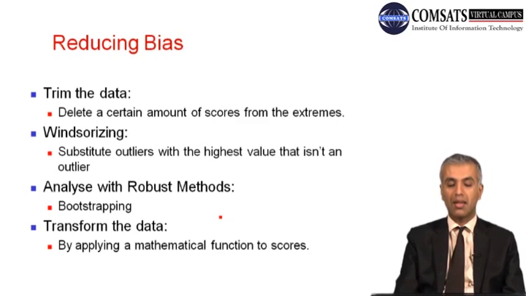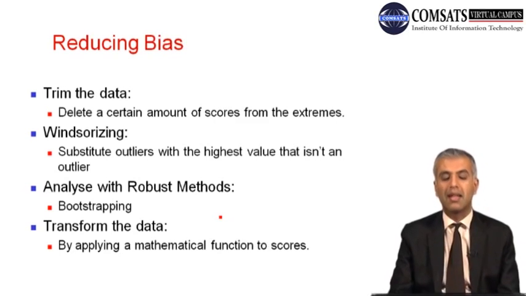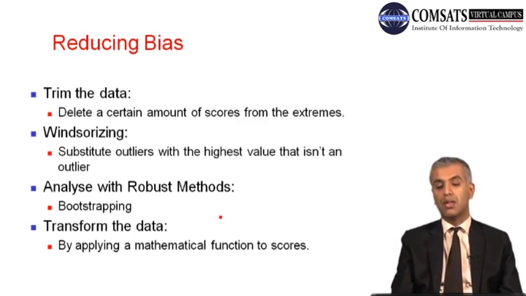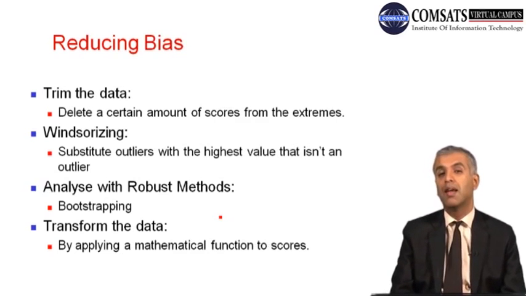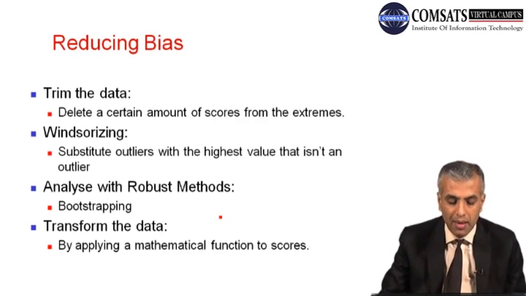Now once we have to delete these scores from the extreme, one option which SPSS does give us is in the form of a trimmed mean, in which the 5% mean is trimmed. We will discuss it in the next slide in detail. Then the second option for reducing the bias is winsorizing, and in this case we substitute the outliers with the highest value in the data available, which is not an outlier. So this is one way to do that.